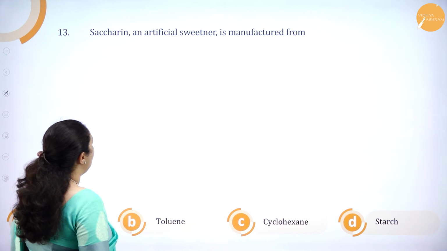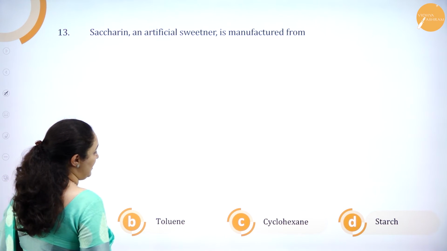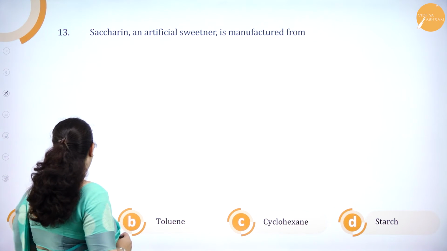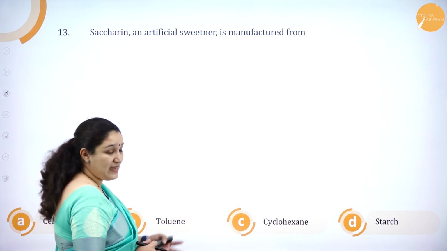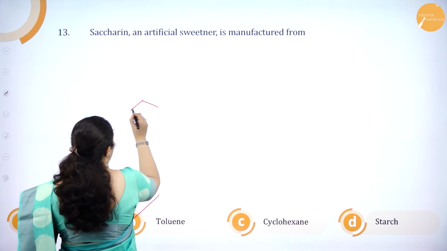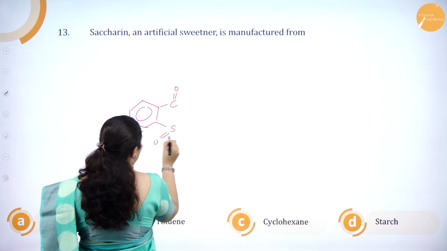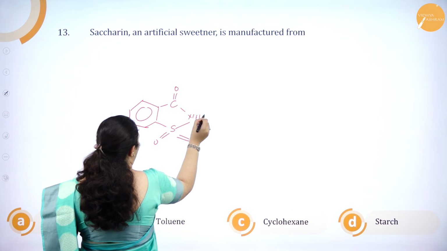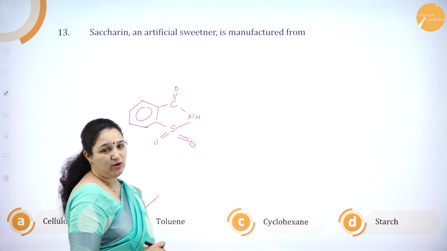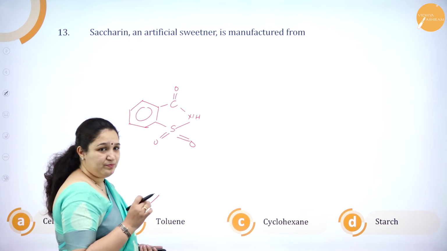Saccharin is an artificial sweetener. Is it manufactured from cellulose, toluene, cyclohexane, or starch? It cannot be prepared from cellulose or starch or cyclohexane. It has to be prepared from toluene, because the structure of saccharin is a benzene ring with C double bond O, and it has S with 2 double bond O and an NH. As it contains the benzene ring, you will know it has to be prepared from toluene, not cyclohexane, starch, or cellulose. So this is a fact which you need to know.